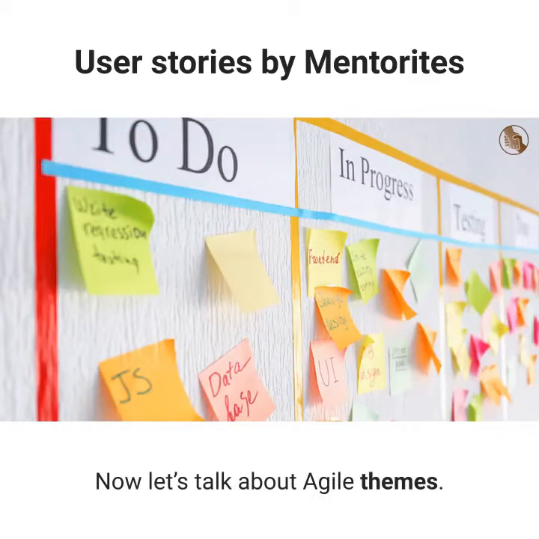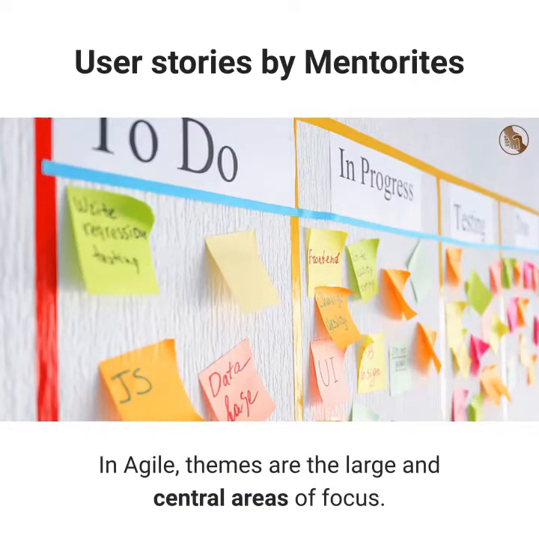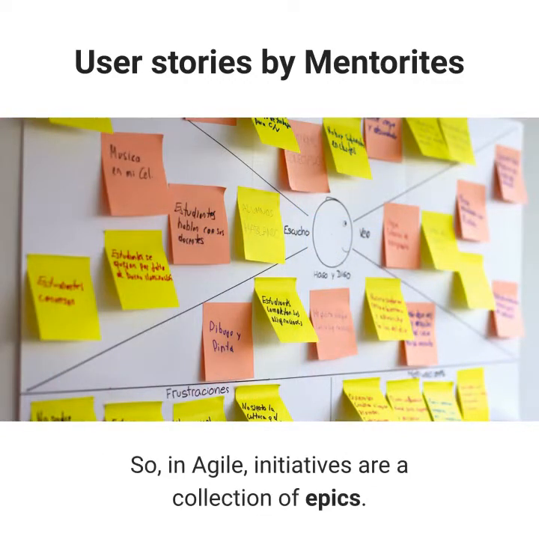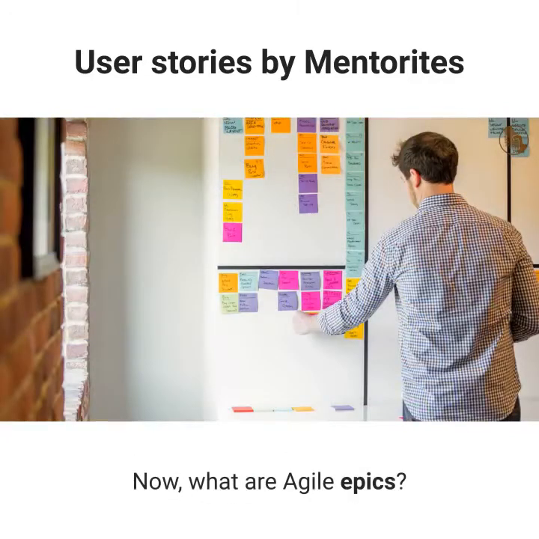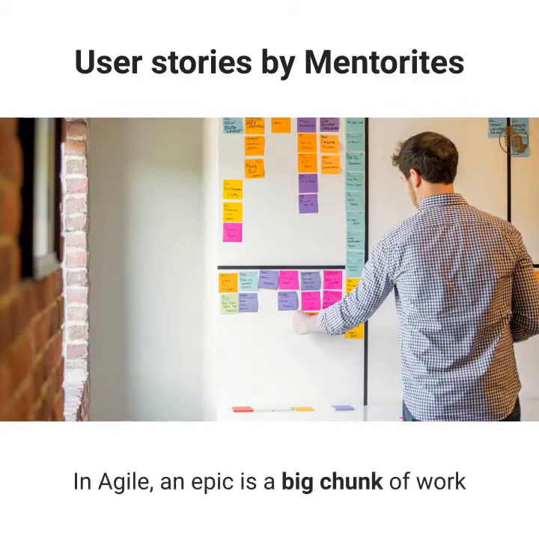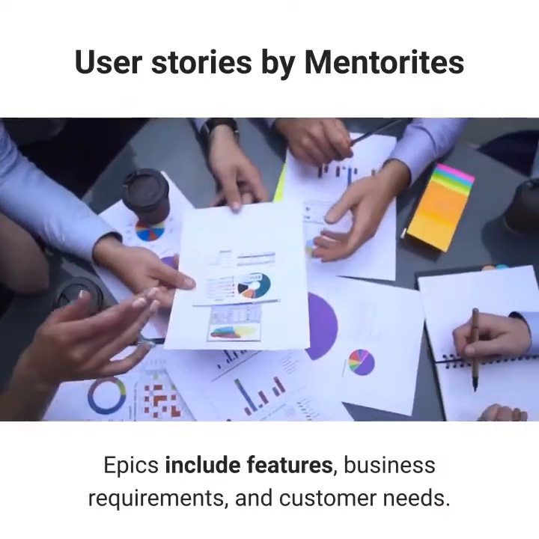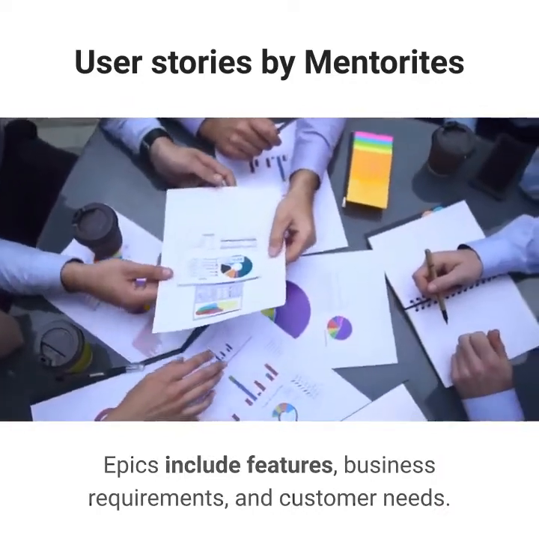Now let's talk about Agile themes. In Agile, themes are the large and central areas of focus. What are Agile initiatives? In Agile, initiatives are a collection of epics. Now, what are Agile epics? In Agile, an epic is a big chunk of work that can be divided into user stories. Epics include features, business requirements, and customer needs.